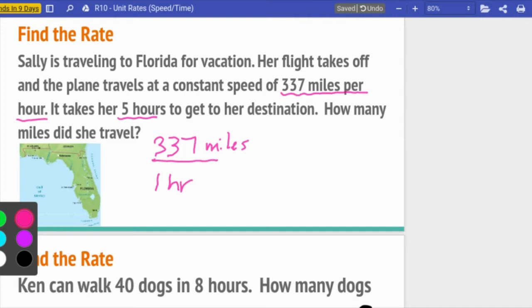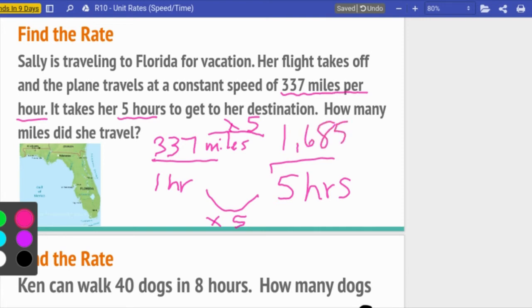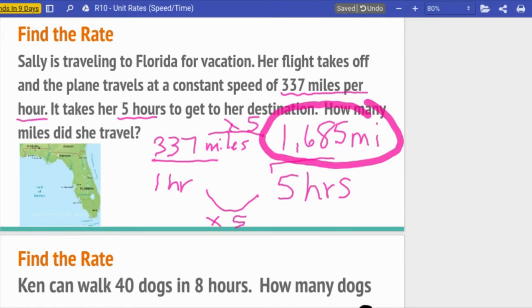So we've got to be careful when you read these problems to know if you're given the unit rate, or if you're being asked to find the unit rate, because it makes a difference. So we want to know how far she goes in 5 hours. So to get from 1 hour to 5 hours, I would multiply by 5. So I'm going to do 337 times 5 in order to get my equivalent ratio, and it's 1,685 miles. So how many miles did she travel in 5 hours? She traveled 1,685 miles.